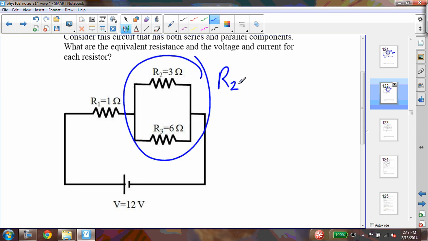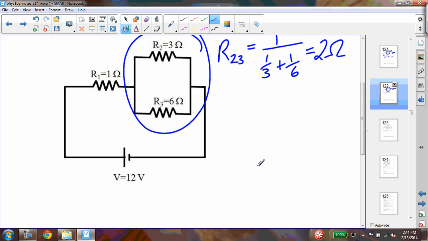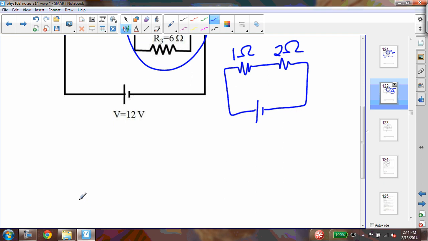I'm going to call that R23. They're in parallel, so it's going to be 1 over 3 plus 1 over 6, which is going to equal 1/2, so the resistance is equal to 2 ohms. And then I'm left with a circuit that looks like this. I have a 1 ohm resistor and a 2 ohm resistor. And then to find the equivalent resistance, say this is 3 ohms. And let's see, I was looking at 12 volts here.